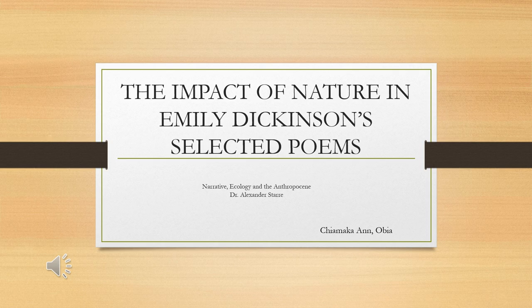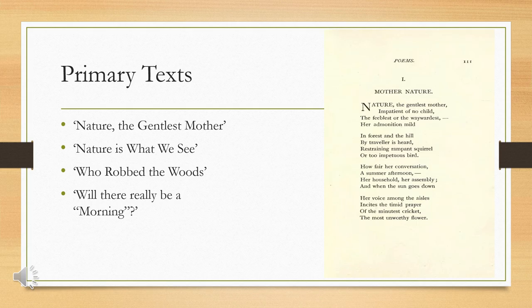I'll be talking about the impact of nature in Emily Dickinson's selected poems. The second slide contains my primary text, which are four selected poems by Dickinson. They are Nature, the Gentlest Mother, Nature is What We See, Who Up the Woods, and Will There Really Be a Morning? It all captures the elements of nature and ecology, especially during the 19th century.